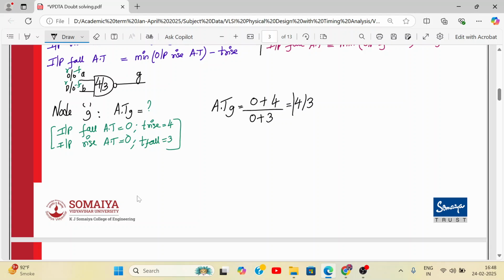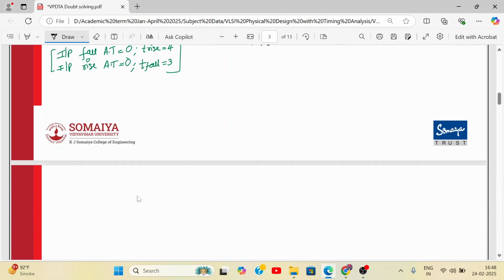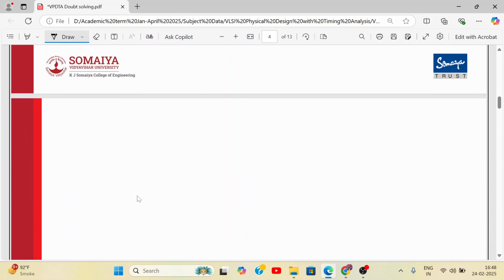Let me highlight it over here. So this is my arrival time for node G. Now next let us calculate the arrival time for node H.